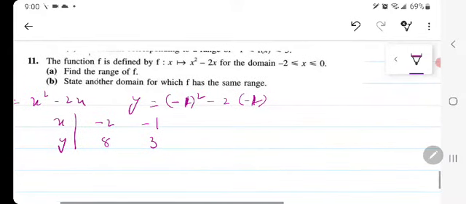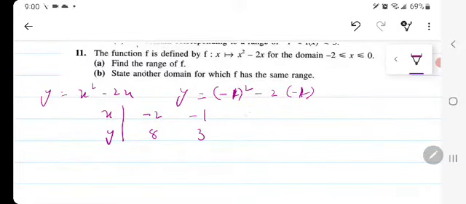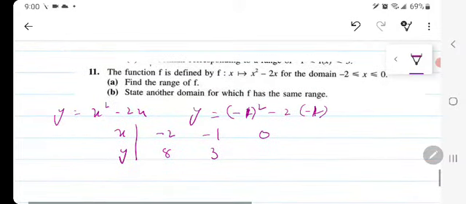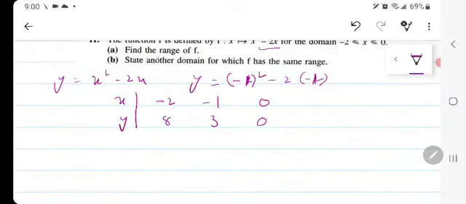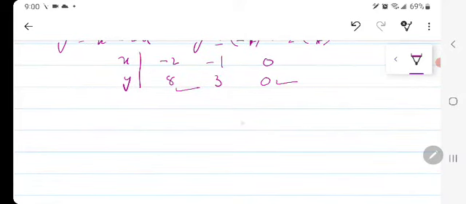And if I substitute, I have substituted minus 2, minus 1, and now I am substituting 0. So when I substitute 0 in this, so I will get the value of y as 0. So it means that the minimum value of y is coming 0 and the maximum value of y is coming 8. So this will become its range. F of x is greater than or equals to 0 and less than or equals to 8. Okay.